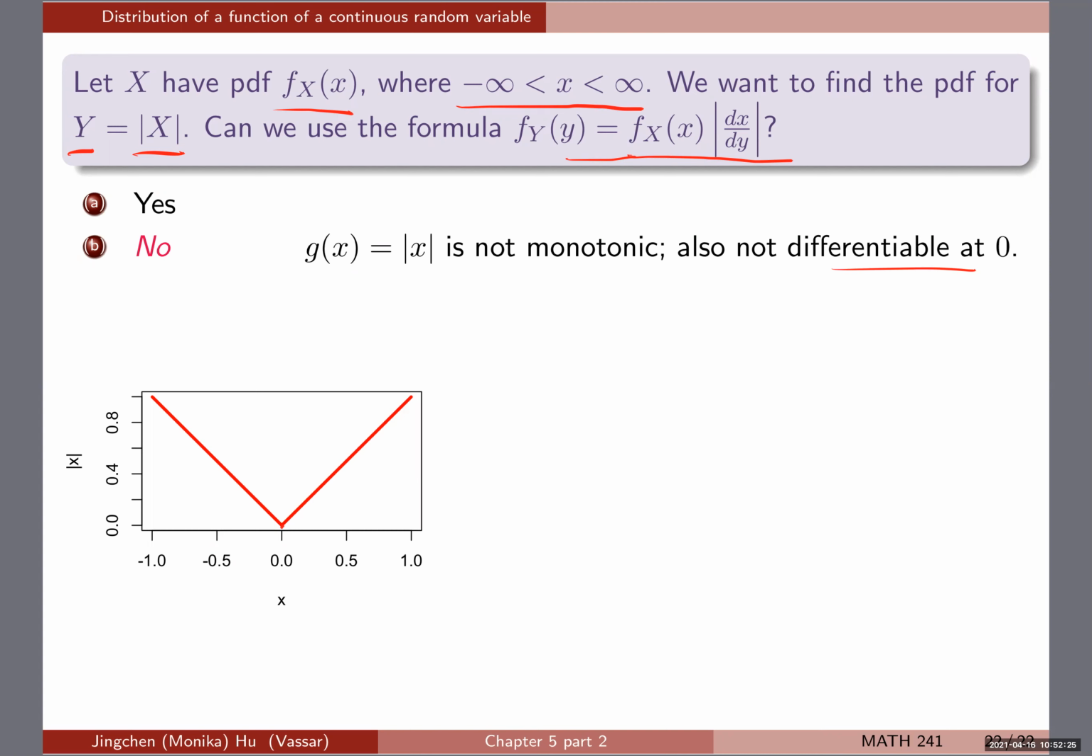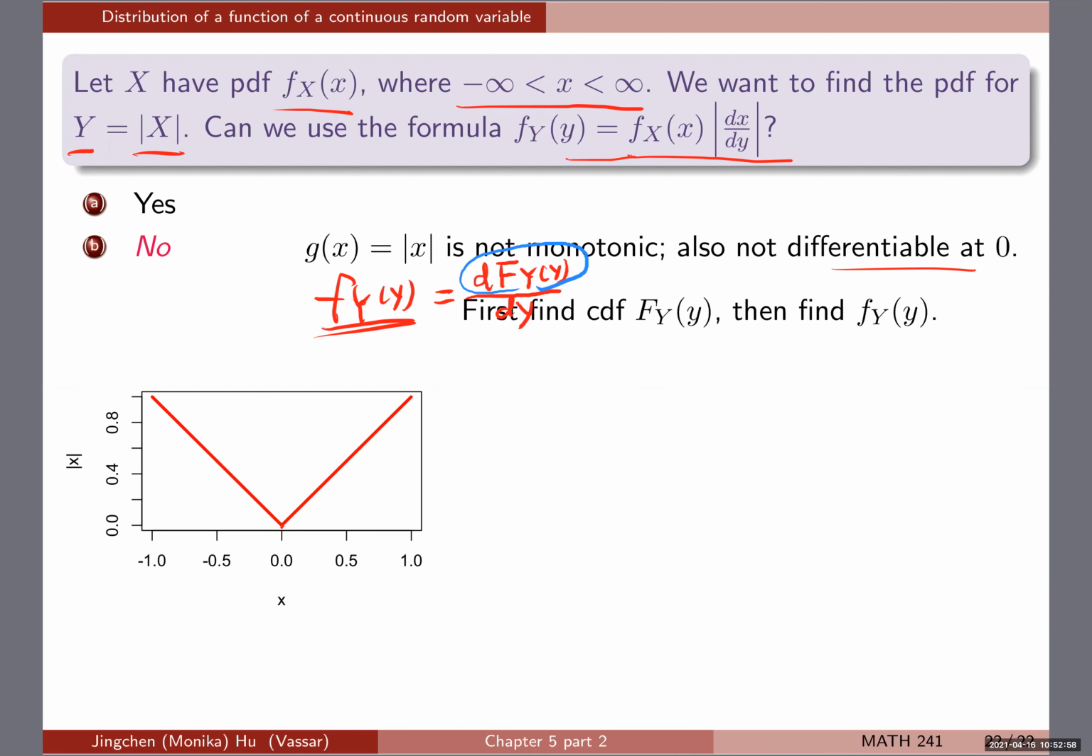But like I said, when this happens, you should always go back to the definition of f_Y in the first place, which is the first order derivative of the CDF F_Y. So in order to find the PDF, my last resort is always going back to the CDF itself, to make sure that we can express it and then take the first order derivative. So for this case, let's see what we can do. Let me erase this. We're going to find the CDF of y and then take the first order derivative to get the PDF of y.